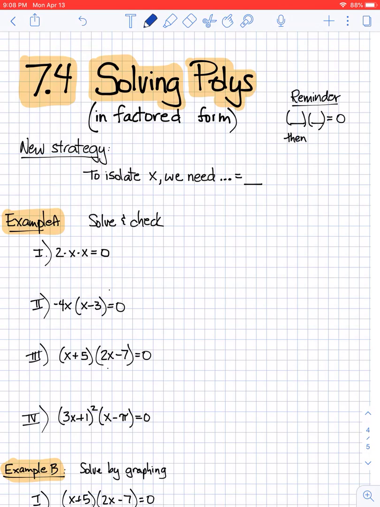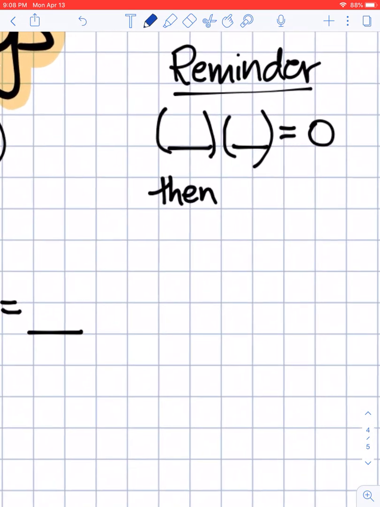We're going to do the first half of the lesson today, working with solving polynomials in what we call factored form. That's going to become apparent, what that means, in just a little bit as we move forward.